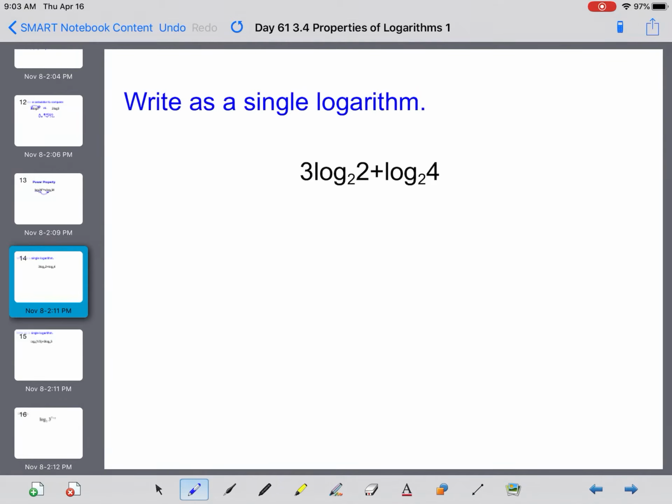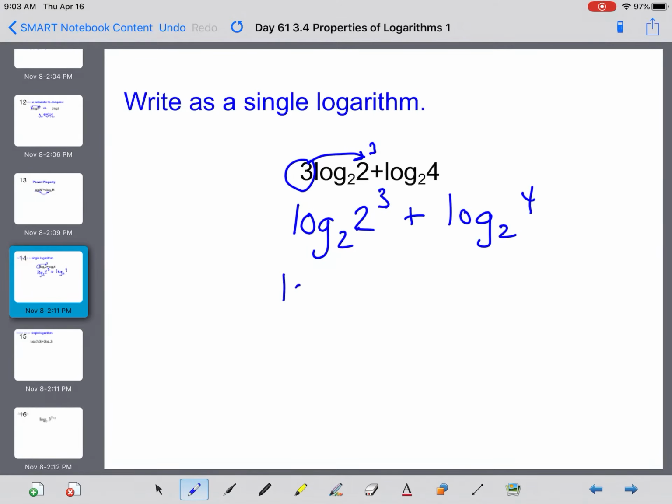So let's take a look at one. Looking at this, again, we're going to write this as a single logarithm. There's a lot going on here. So if we just start here, I might go ahead and start with this 3. And I can move that and raise that to the 3rd power. So log base 2 of 2 to the 3rd power plus log base 2 of 4. And let's see what happens here. 2 to the 3rd I could simplify. I know what that number is.